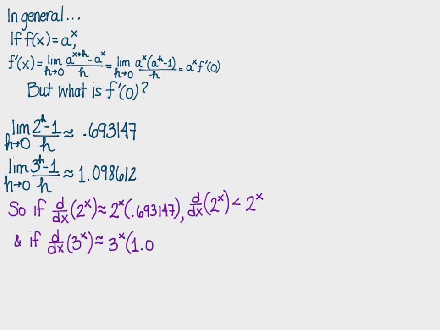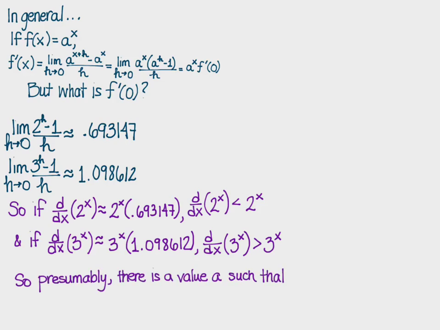Similarly, we can do the same thing with 3 to the x. The derivative of 3 to the x is 3 to the x times 1.098612, and so d by dx of 3 to the x is greater than 3 to the x, because we're multiplying 3 to the x by something bigger than 1.